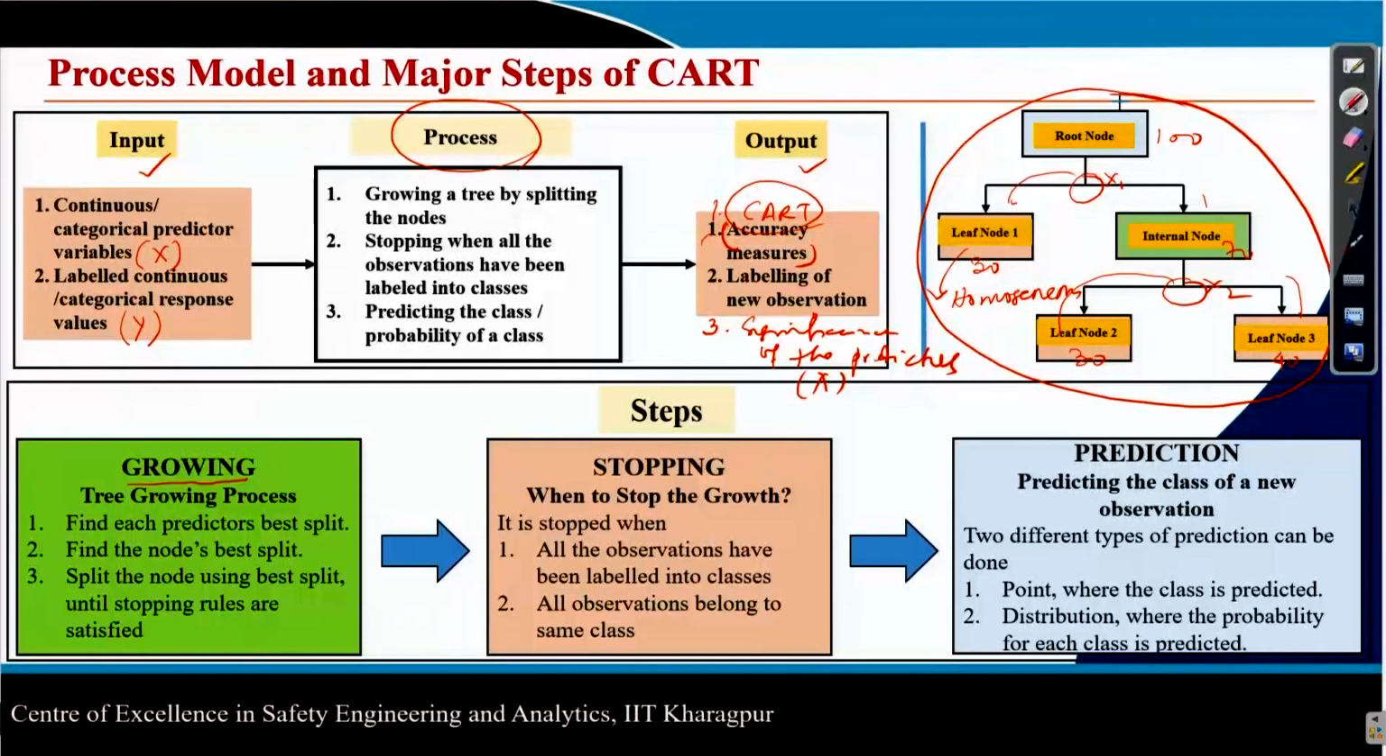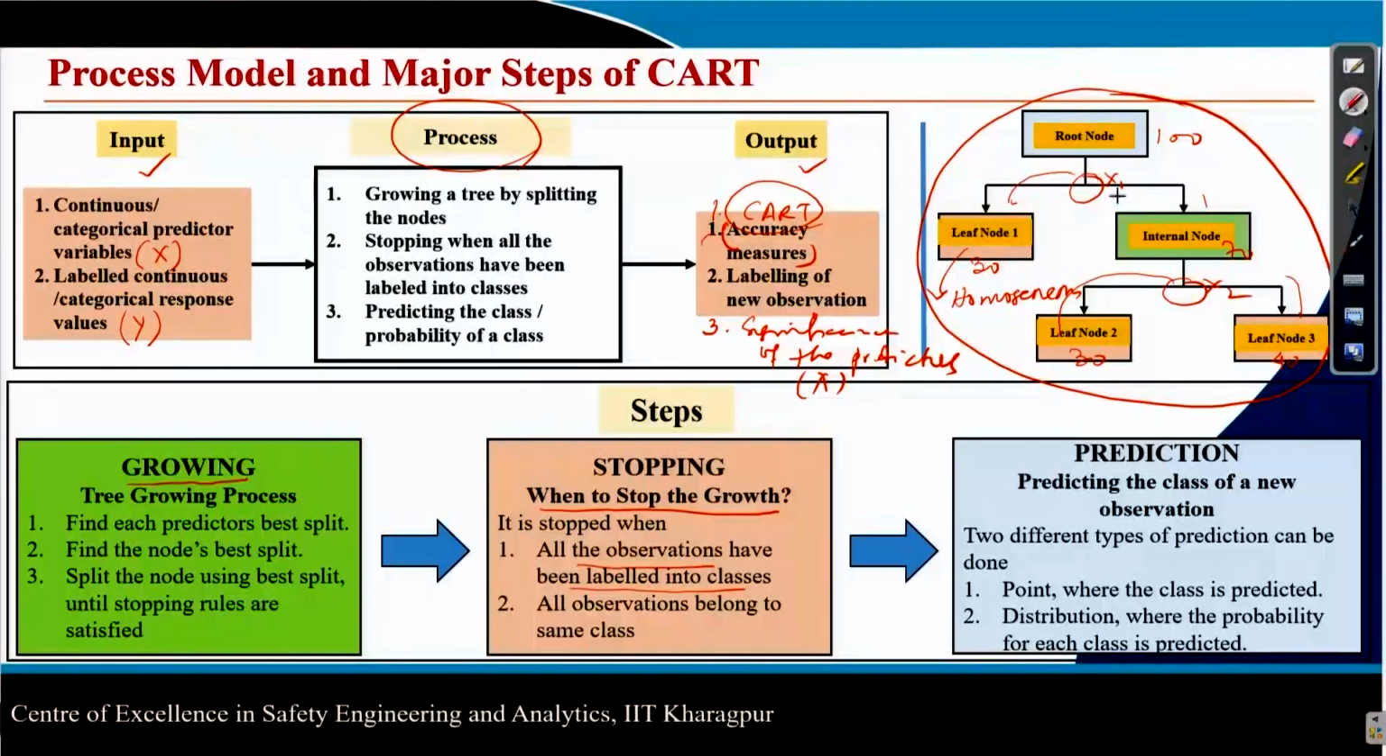The second one is how long you will continue, that is, when to stop developing the tree. So when will the growth be stopped? One is when you find that all the observations have been labeled into a class. Ultimately, suppose I start with, let's say, 3 classes, where at the root node the class variable y is risk: low, medium and high.